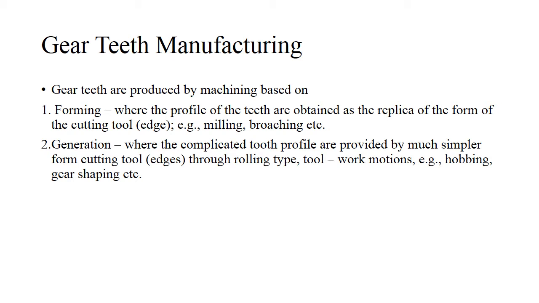In the case of forming, the profile of the teeth is obtained as a replica of the cutting tool edge. For example, in milling and broaching processes, depending upon the shape of the cutting tool, the replica is exactly formed. That is the forming type. The other one is generation, where the complicated tooth profile is generated by using the cutting tool through rolling, or through tool-work motions, for example hobbing, gear shaping, etc.